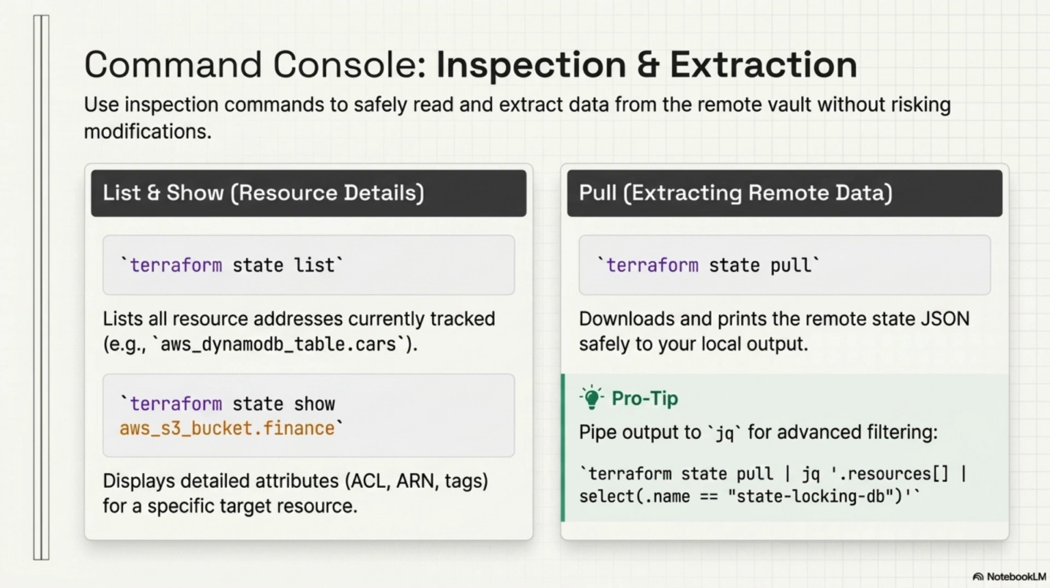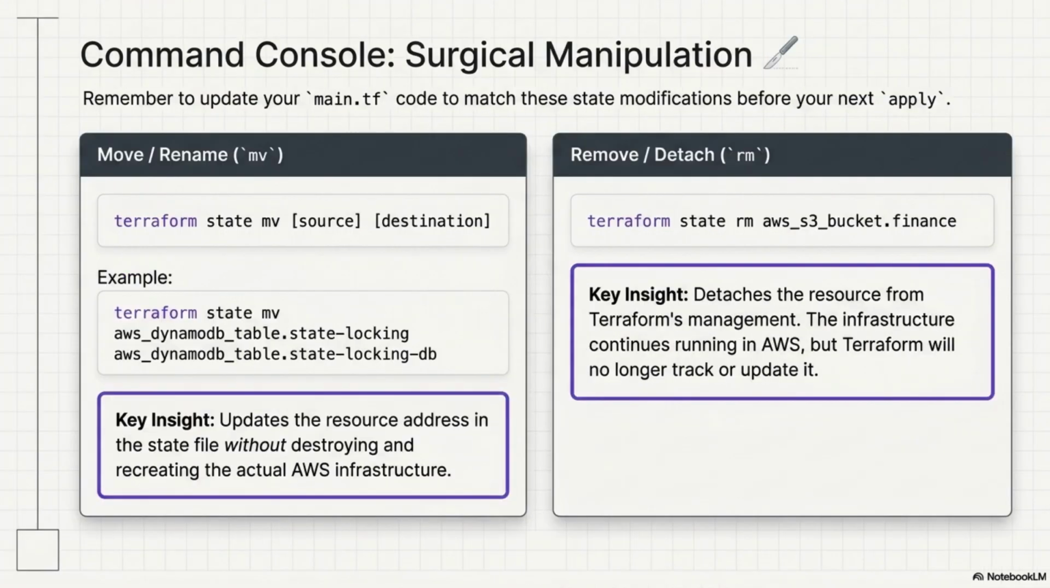Command console: surgical manipulation. Use terraform state mv to move or rename resources. Use terraform state rm to remove resources from tracking. These commands don't destroy infrastructure. They only update Terraform's state.